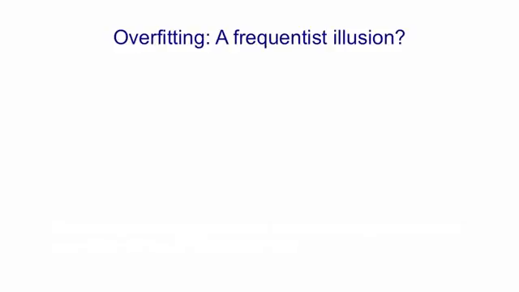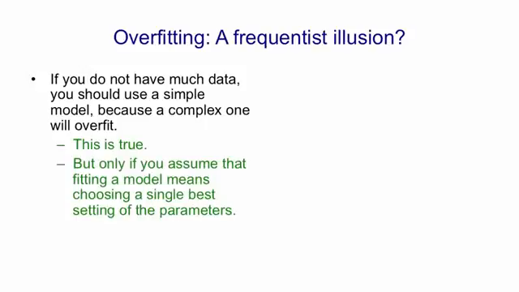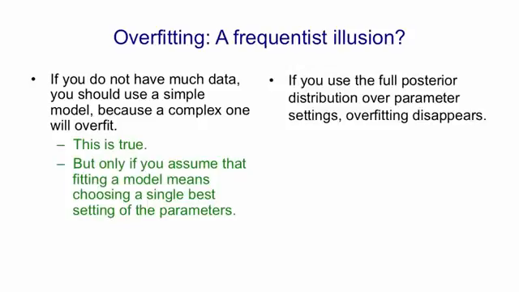So there's a very interesting philosophical point here. We're now used to the idea of overfitting when you fit a complicated model to a small amount of data. But that's basically just a result of not bothering to get the full posterior distribution over the parameters. So a frequentist would say, if you don't have much data, you should use a simple model. And that's true. But it's only true if you assume that fitting a model means finding the single best setting of the parameters.